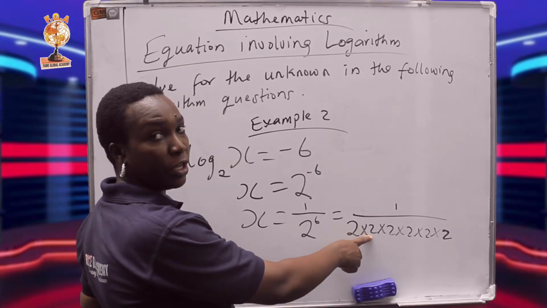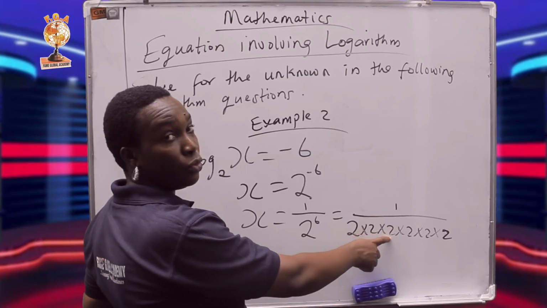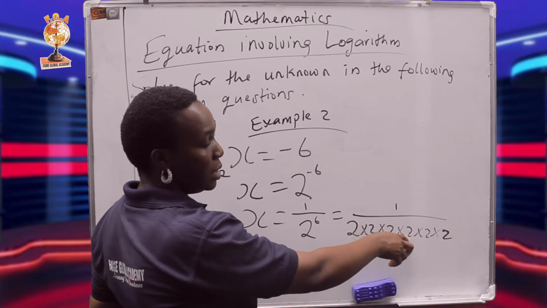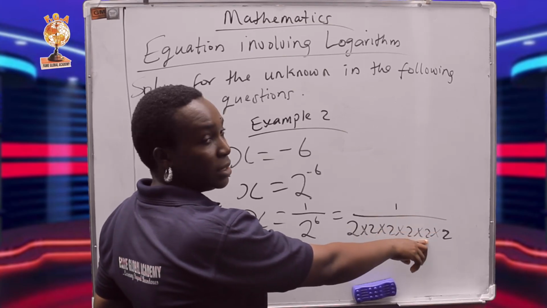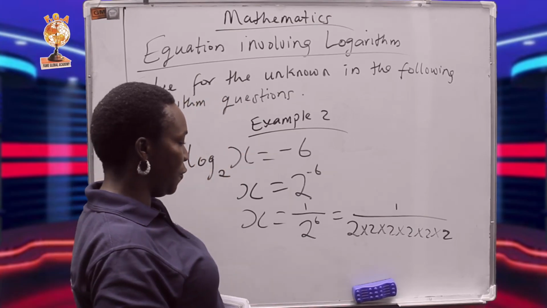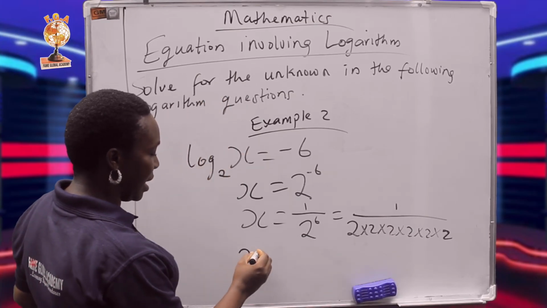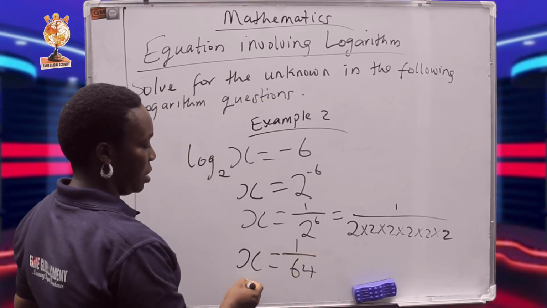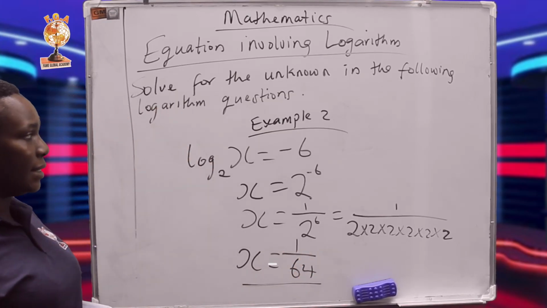Okay. So let's multiply that. 2 times 2 will give us 4. 4 times 2 will give us 8. 8 times 2 is 16. 16 times 2 is 32. And 32 times 2 will give us 64. So our final answer, x, is equals to 1 over what? 64. That's the answer for example 2.